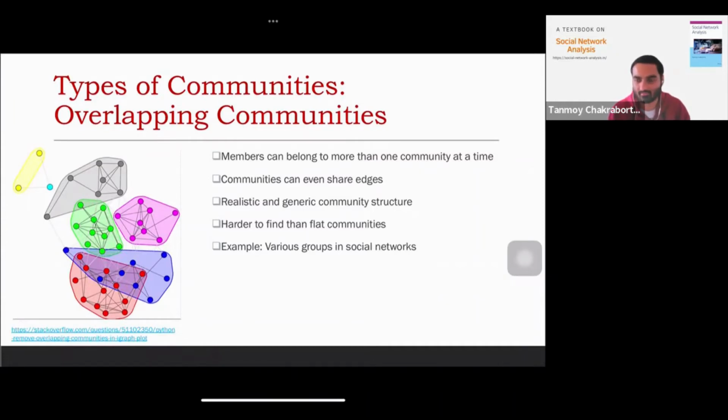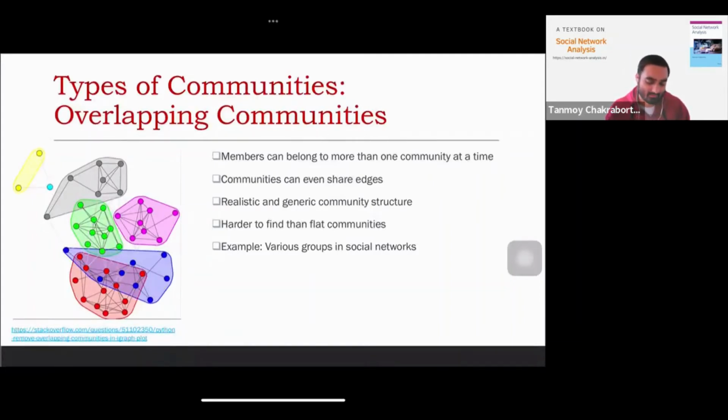This is natural. For example, in a social network, let's assume that you have different fan clubs: a Sachin Tendulkar fan club, an A.R. Rahman fan club, an R.D. Burman fan club. And you can be a part of multiple fan clubs. This is allowed. So overlapping community is more of a natural phenomenon than a disjoint community.